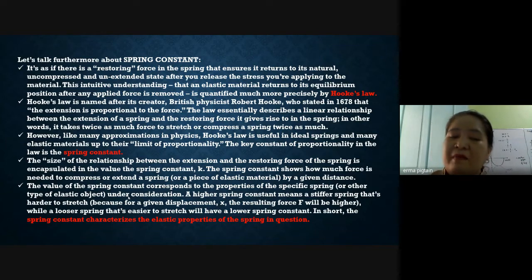Okay? So, ibig sabihin mga anak, through the value of the spring constant, malalaman natin kung gaano ka-elastic yung isang material. So, ibig sabihin, pag mataas ang spring constant niya, okay, mas stiffer, mas matigas, kung titingnan natin sa rigidity, mas matibay. Okay? Hindi siya madaling made-deform. Pero pag mababa ang spring constant nung material natin, ibig sabihin, mas madali siyang ma-stretch, mas madali siyang ma-deform. Okay?